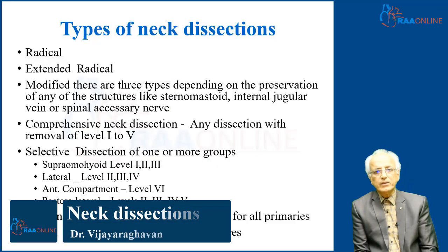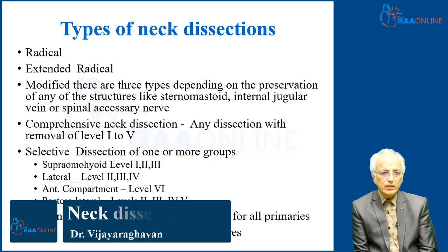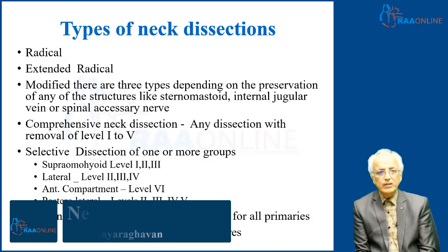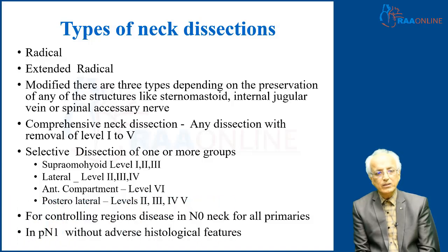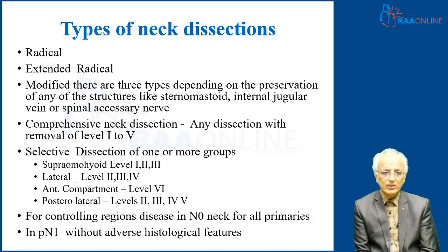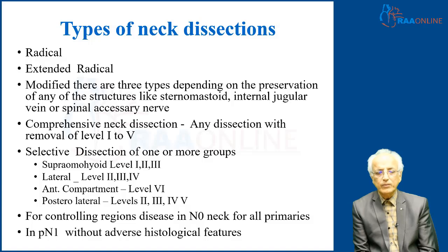Now, there are various types of neck dissection. Neck dissection has gone from a stage of radical, extended radical, down to selective dissections. So there is one radical neck dissection, extended radical neck dissection, then came the modified radical neck dissection, which has 3 types depending on the preservation of structures like the sternomastoid, internal jugular vein and spinal accessory nerve.